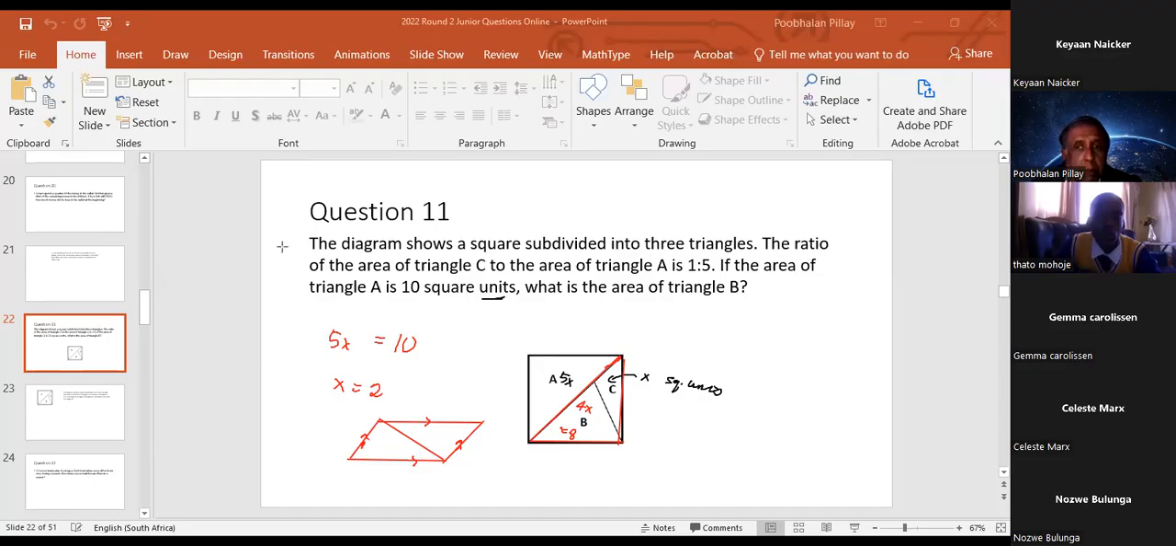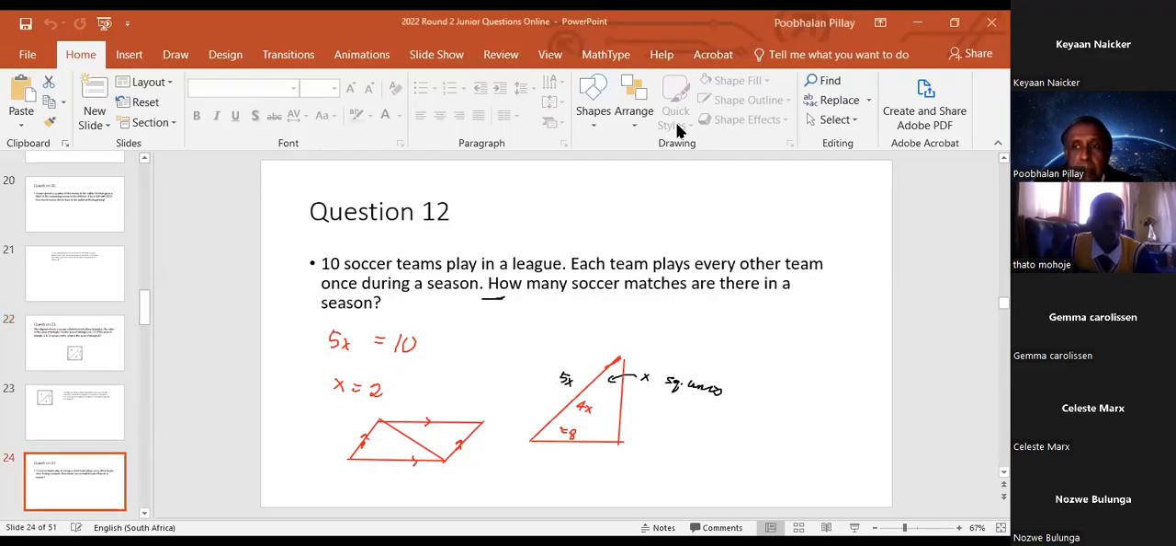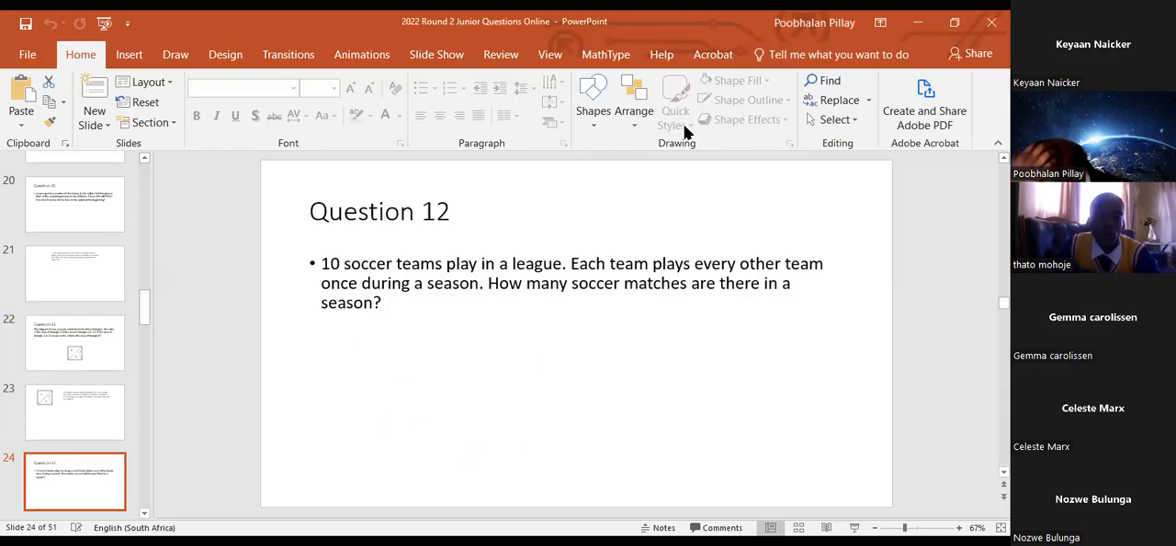All right, so we now go into question 12. The answer to this last question was 8. That's the area of B. 4X, we had, and X was 2. All right, question 12, they say 10 soccer teams play in a league. Each team plays every other team once during a season. How many soccer matches are there in a season?